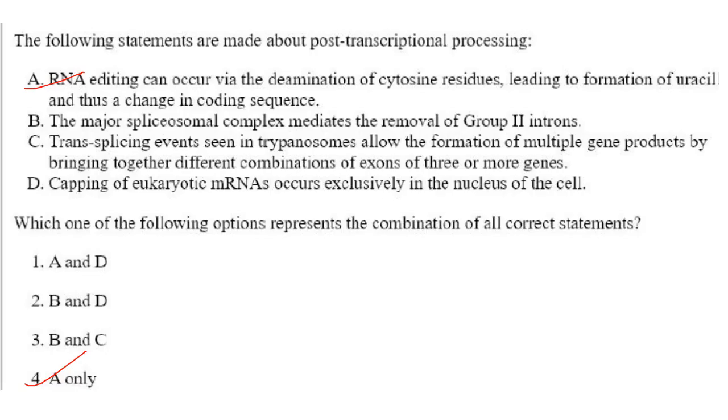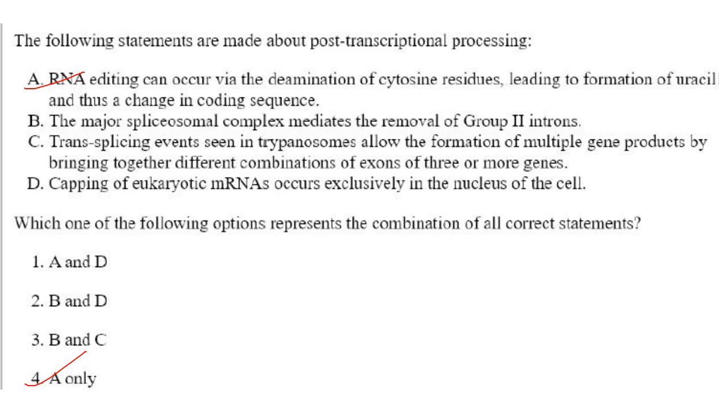Then next one. The following statements are made about post-transcriptional processing. RNA editing can occur via the deamination of cytosine residues leading to formation of uracil and thus a change in the coding sequence. A is correct. The major spliceosomal complex mediates removal of group 2 introns. Group 2 introns are self-splicing, so they don't require a spliceosome, so B is not correct statement.